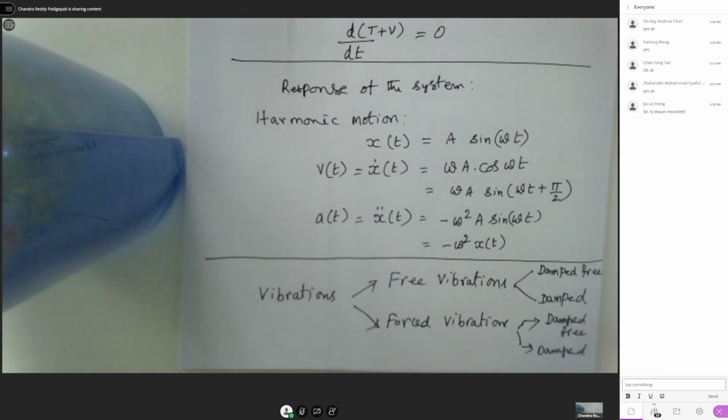Similarly, for forced vibrations, we just repeat with only mass and spring, but there is an external force acting on the system. And the second category has the mass, stiffness constant, and the damping constant, and also there is an external force acting on the system.